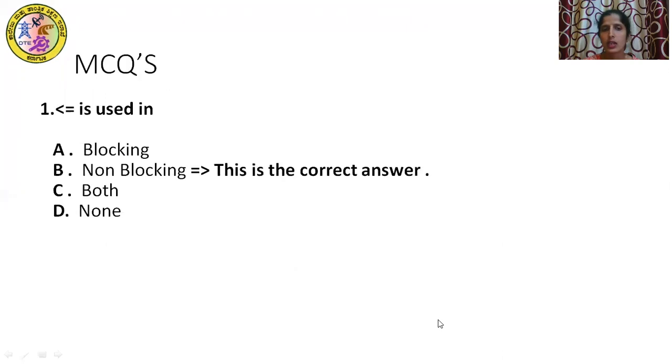So now let us see a few MCQs, what you can expect from these topics from this lecture. So first question is: less than or equal to is used as a blocking assignment operator, non-blocking assignment operator, both or none. So as we came to know, less than or equal to is used as a non-blocking assignment operator. So this is the correct answer.